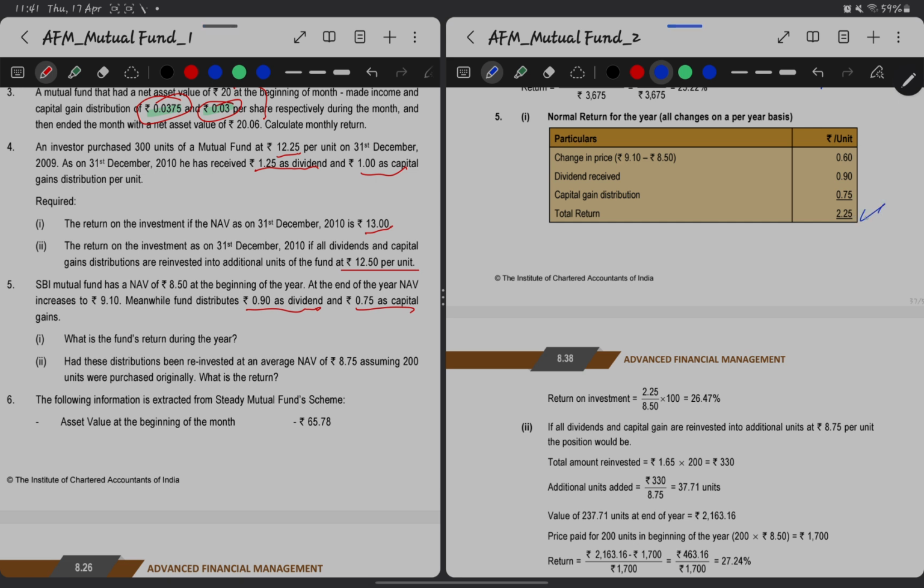So totaling up to 2.25 in our case, dividing it by the initial value which we have invested, which is 8.5 at the beginning of the year. So multiplying it by 100 will give us the return, which is nothing but 26.47 in our case.